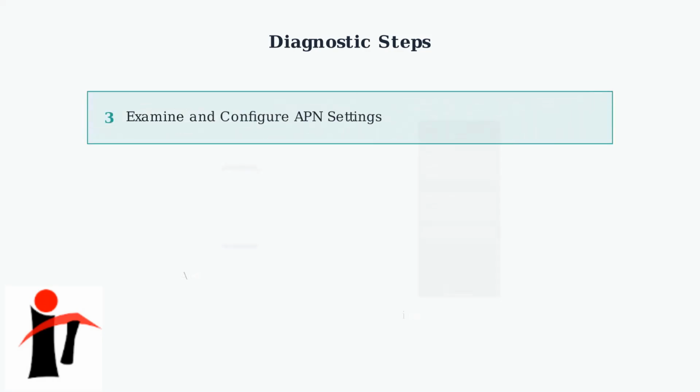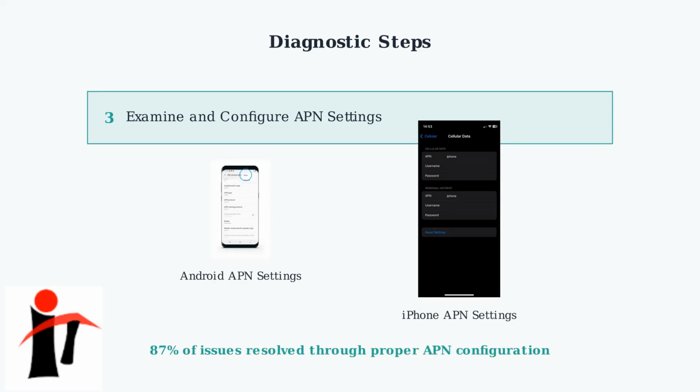Finally, if your network is operational and your device is compatible, the next critical step is examining your APN settings. This is where most issues are resolved. The correct APN configuration acts as the bridge between your device and AirTalk's network services.